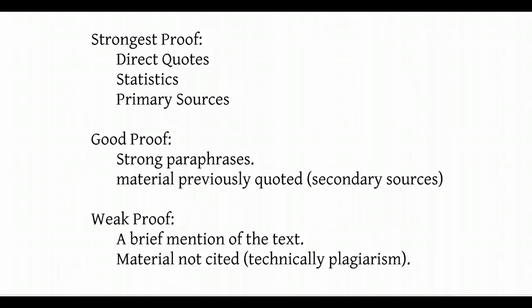Any material that was previously quoted, so this would be our secondary sources. Say we read an article and they were quoting someone else who was supposedly an expert in the article, then you wouldn't want to use that as necessarily your strongest proof because it's now a secondary source. Because you're getting it secondhand from a different author who got it from that primary source.